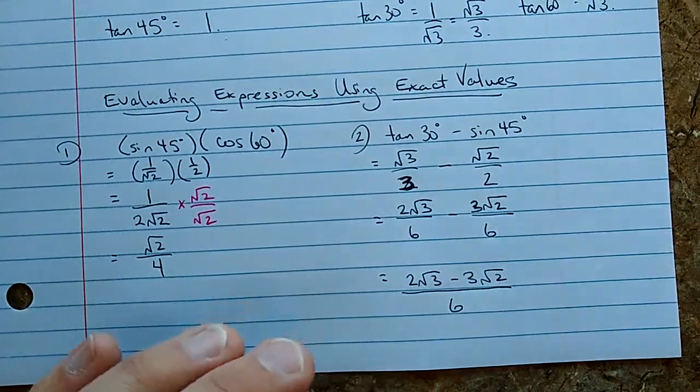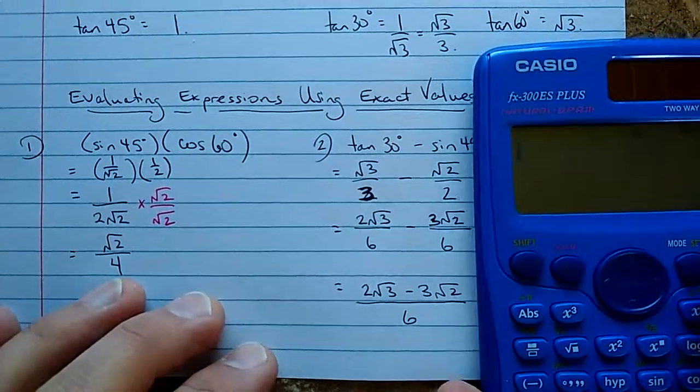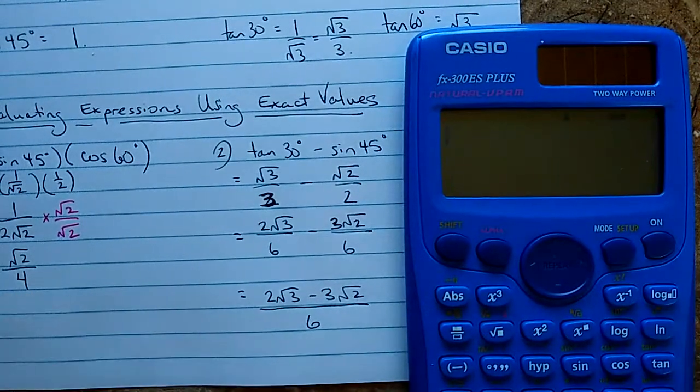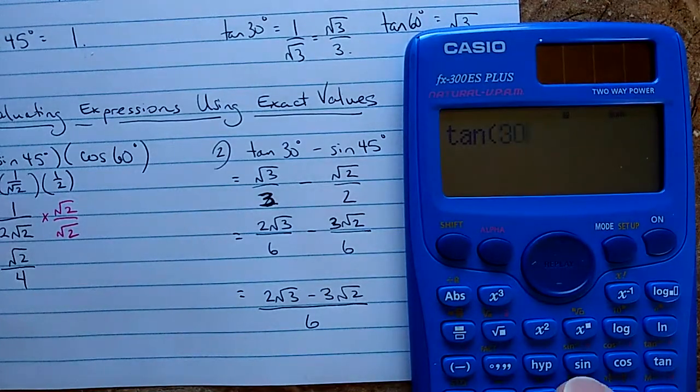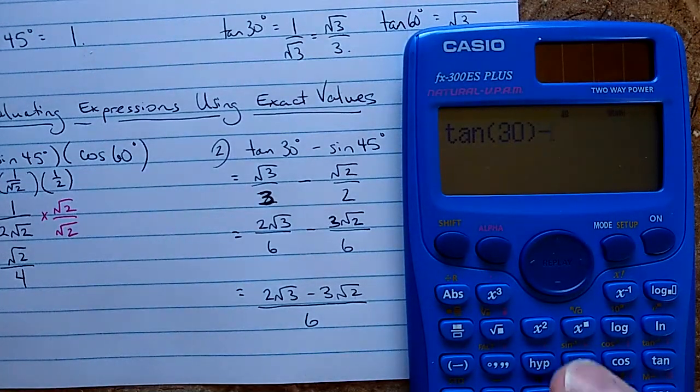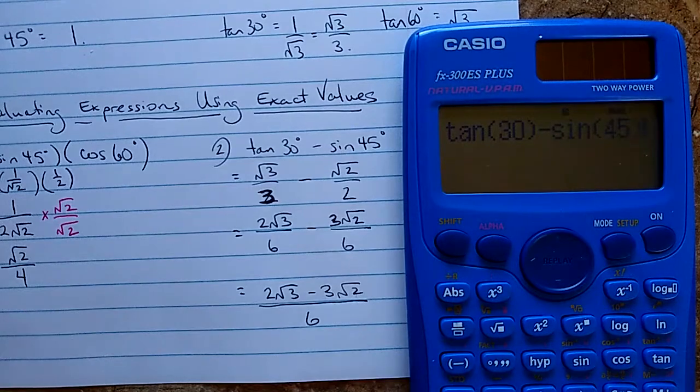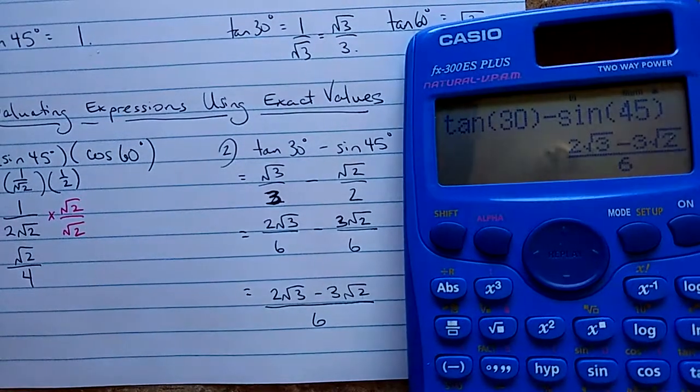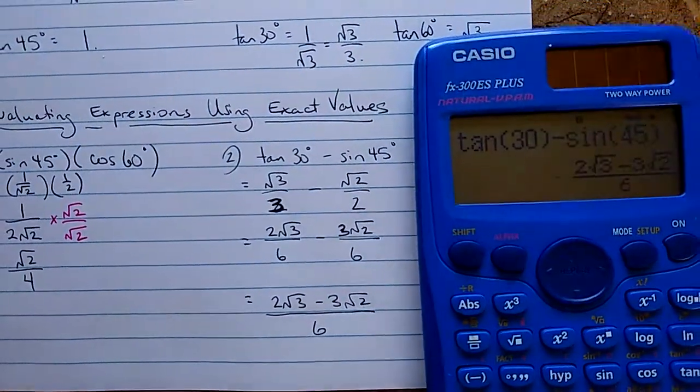Now, if you want to double check this with a calculator, if you have a fancy calculator like a Casio FX300 ES Plus, you can type these in directly. A lot of calculators, though, will not give you these nice exact answers. So in my case, I do get that nice exact answer.